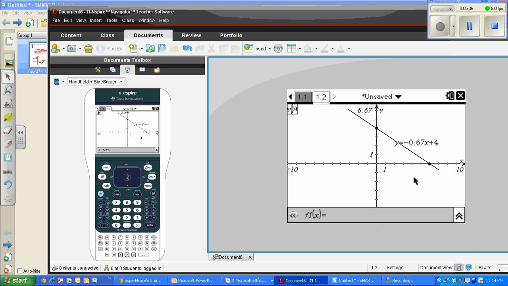I hope you like it and you enjoy it. Please add to it and try different ways, but this is how Inspire can be used to change standard form to slope-intercept form.